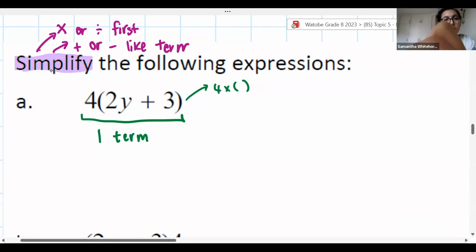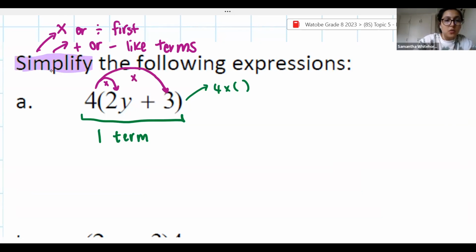Okay, so all of you are jumping the gun. I'm still explaining some things here. Just hang on a second. So simplify means do any multiplication and division first, and then double check if you've got any like terms that you can add or subtract. So yes, Bulela, absolutely. What we want to do here is, because we've got 4 times the bracket, I want to times 4 to the 2y, and I want to times 4 to the 3.